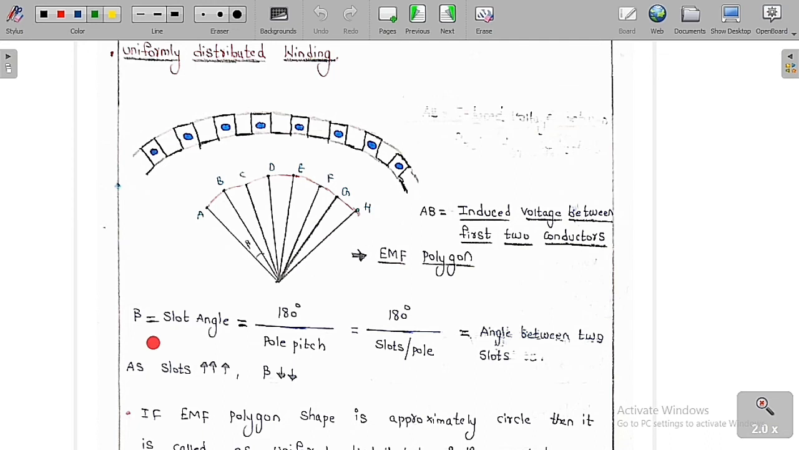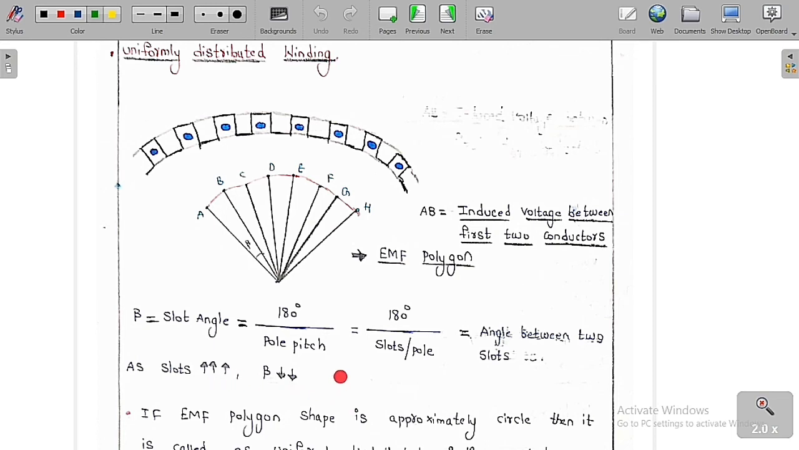I've already told you about beta. Beta is called the slot angle. Slot angle means, simply, the ratio of 180 degrees by pole pitch, which is nothing but the number of slots per pole. So it gives you information about the angle between the two slots. As slots increase, then definitely the beta value decreases.